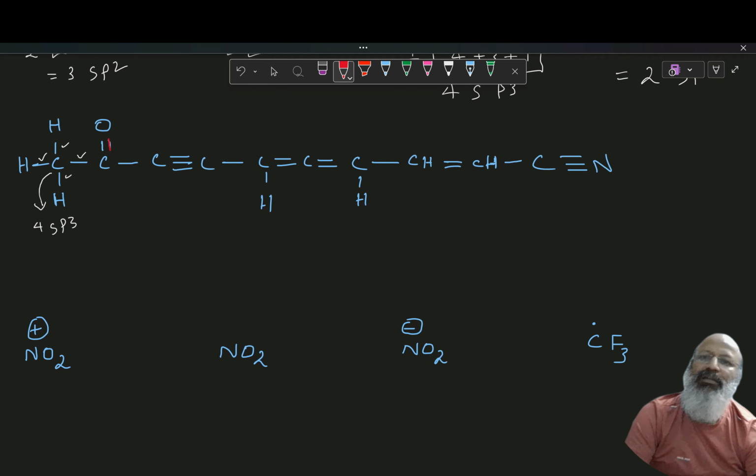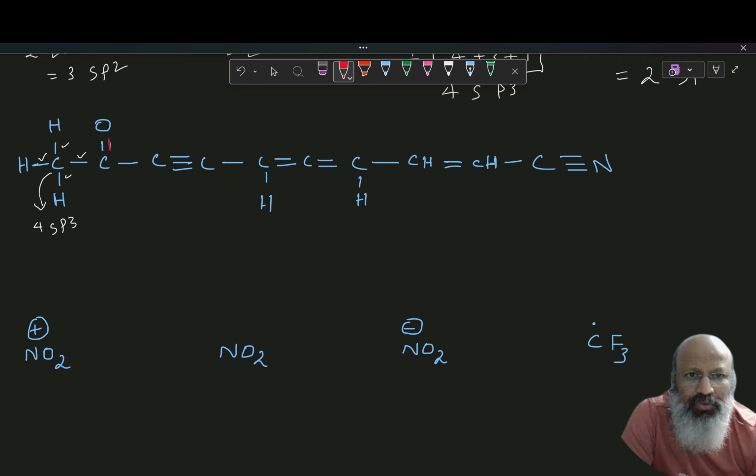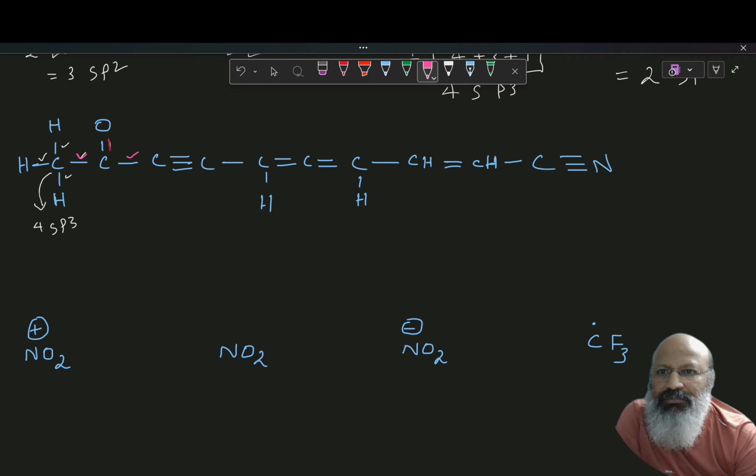Now for this carbon, this red color bond, I am trying to show, is nothing but a pi bond. So the rule is, in a multiple bond, one is sigma, the rest are pi. So in this case, I'll count this is a sigma bond, this is one sigma bond, and this is another sigma bond. So there are a total of three sigma bonds.